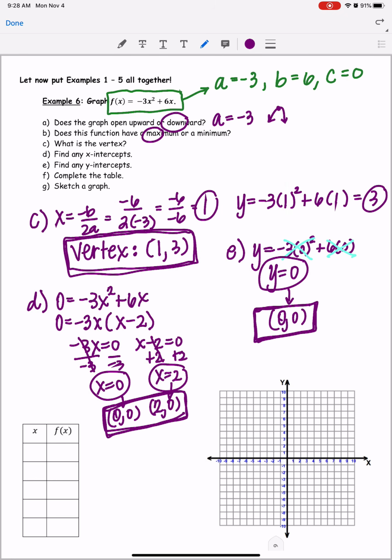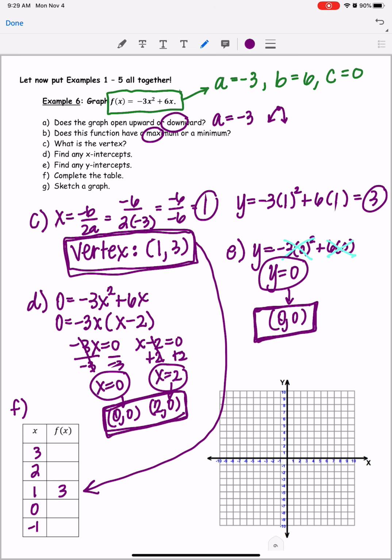F, complete the table. Well, because we found a lot of other stuff, we have quite a bit of this already. So my vertex needs to go in the middle. So we've got 1, 3. I need to go 2 up and 2 down. It doesn't matter which is which, so I can either go 0, negative 1, and then 2, 3. Or we can go 2, 3, 0, negative 1. It doesn't matter.